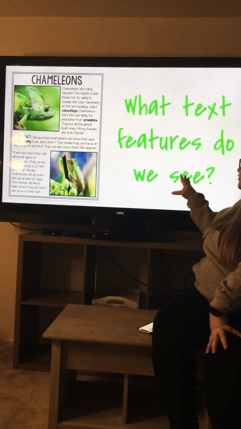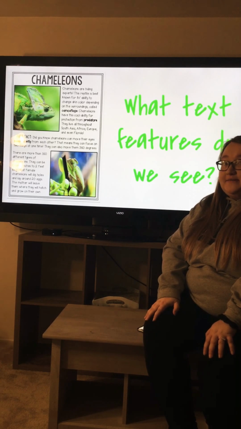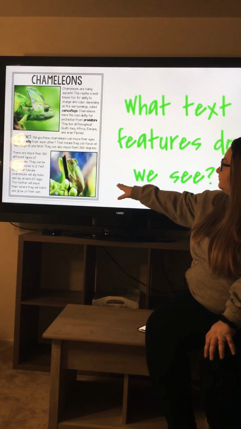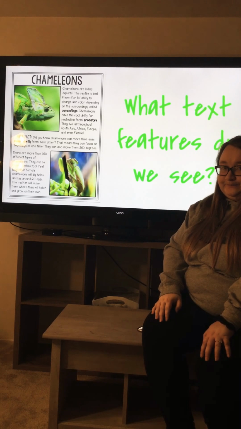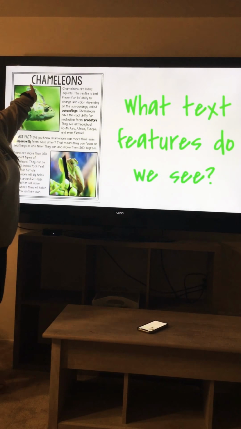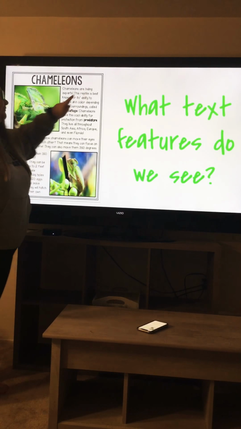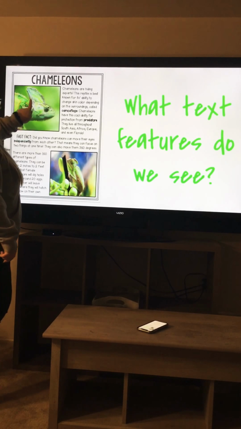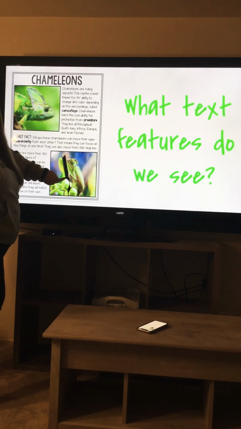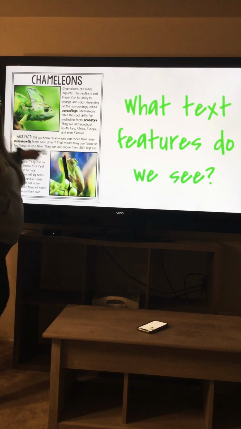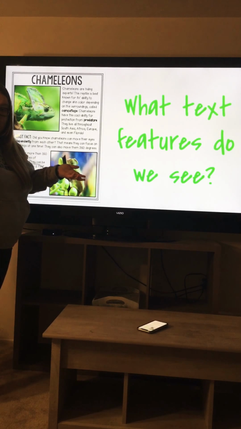So, what text features do we see on here? Take a minute and think about it. Look at the chameleon page. What do you notice? So the first thing on this page that I notice is the heading or the title. This tells you what we're going to be learning about. The next thing I notice is the 2 pictures or photographs of the chameleons.